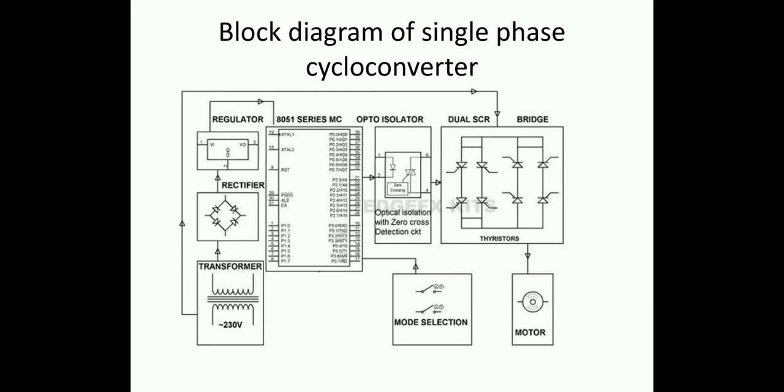First, there is a transformer which will convert the 230 volt AC into 12 volt AC. Then there is a bridge wave rectifier which will convert the 12 volt AC into 12 volt pulsating DC. Then a 7805 regulator IC is used which will convert the 12 volt pulsating DC into 5 volt pure DC. This 5 volt DC is provided to the 8051 series microcontroller.